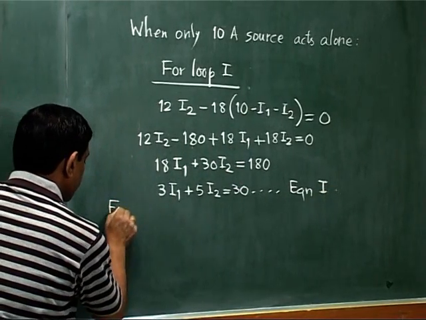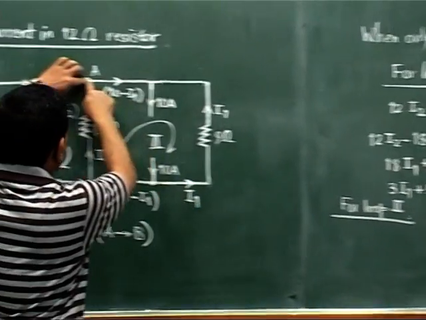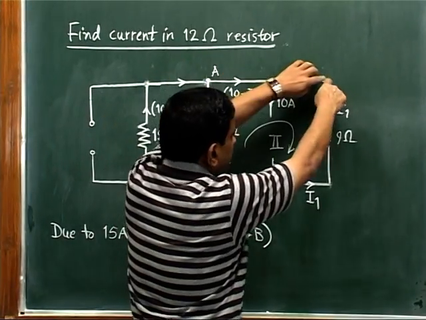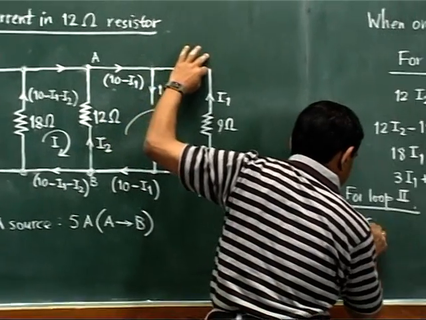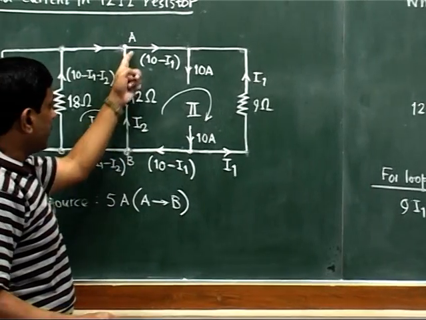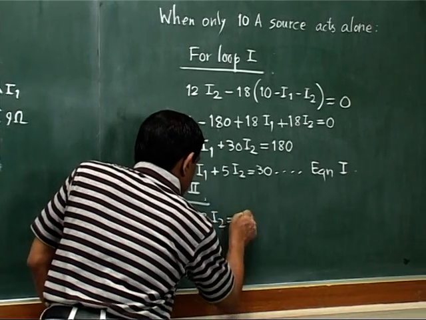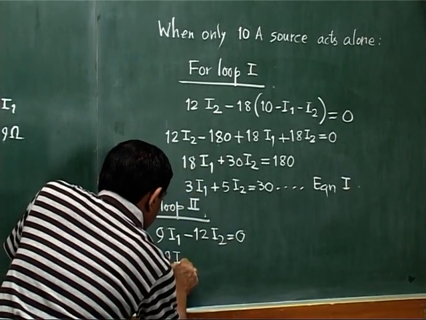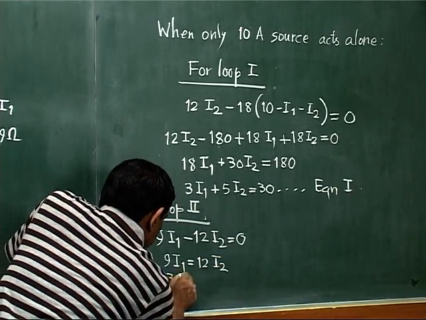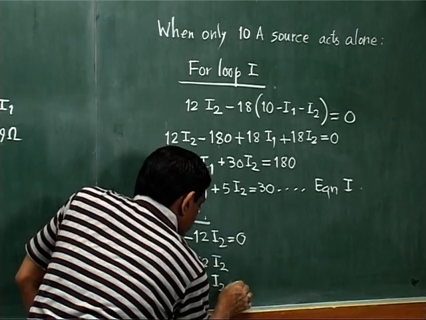And then for loop 2, what will be the equation for loop 2? Our loop 2 is like this, down towards left and back. So no component, here it will be plus 9 I1. Then we reach here, again no component here and it will be minus 12 I2. So minus 12 I2 and this all will be equal to 0. So 9 I1 equals 12 I2, or we can say that 3 I1 equals 4 I2. This is our equation 2.